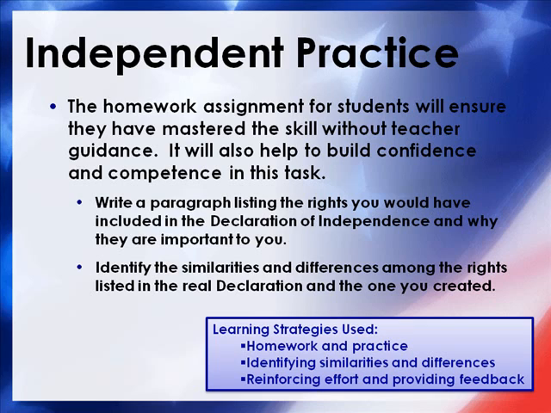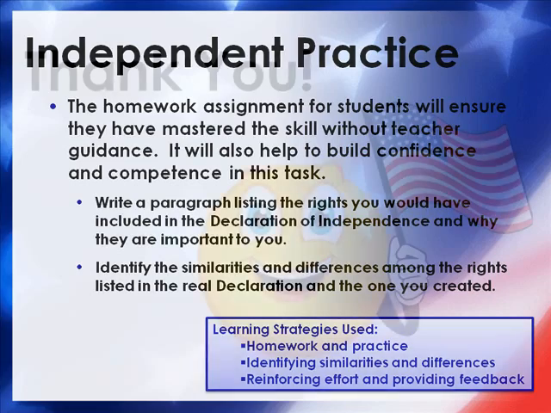Students will write a paragraph listing rights they would have included in the Declaration of Independence and why they are important. Students will also have to identify similarities and differences among the rights listed in the real declaration and the one they created. The following day, effort will be reinforced and recognition given on the assignment through feedback. This would be both written and oral.